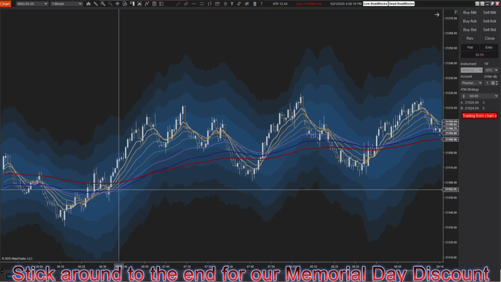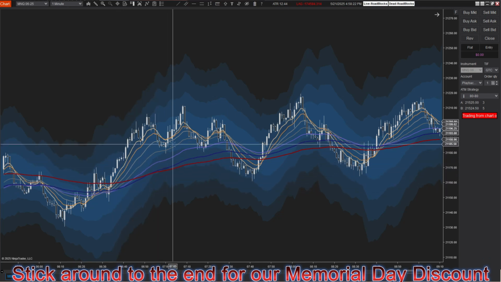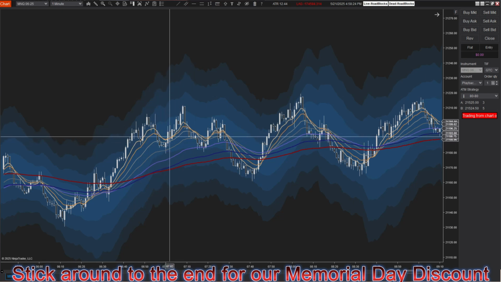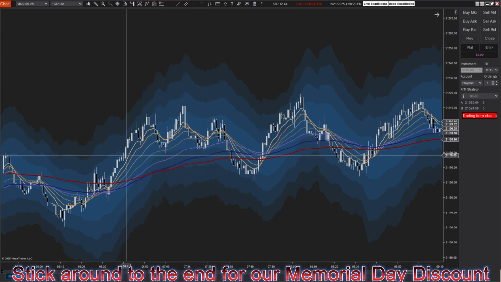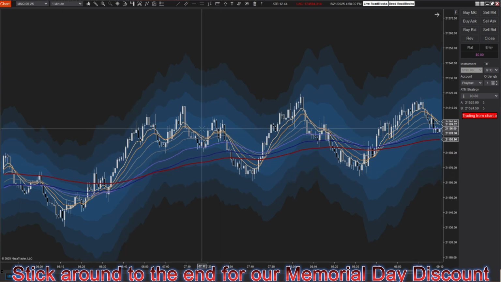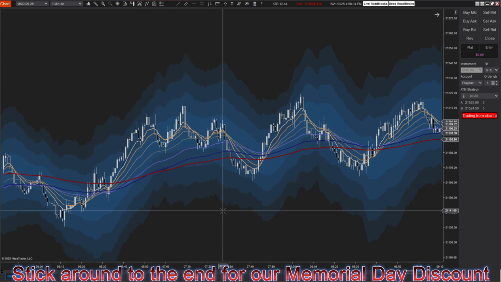This is the age-old, tried and true method of stacked moving averages to let you know when you're trending. And when they are jumbled up, crossed, or not in order from smallest to largest, you know you're in a chop or some kind of a range.